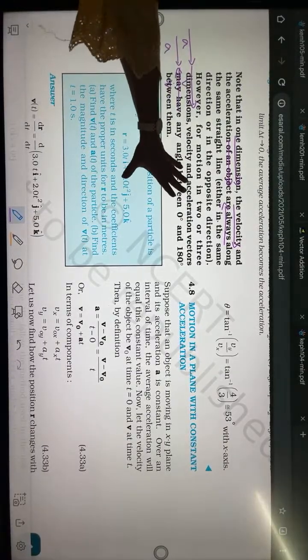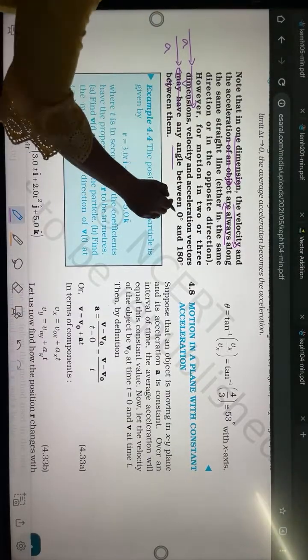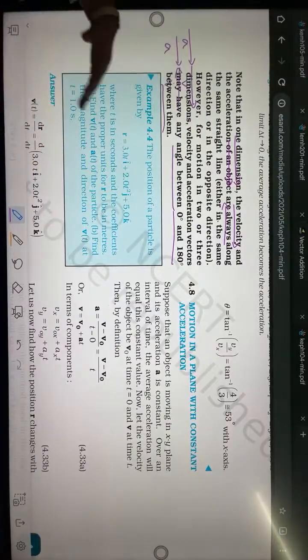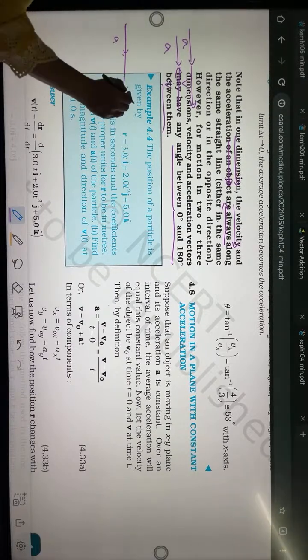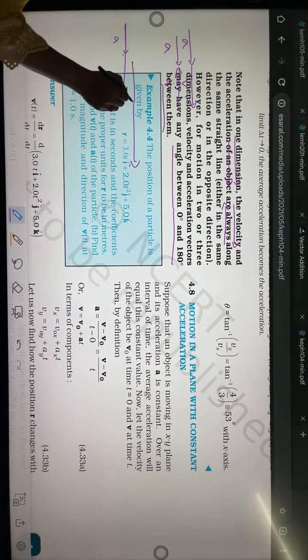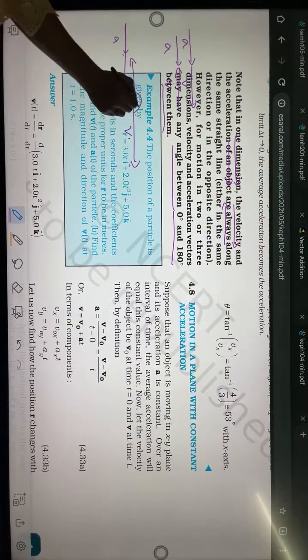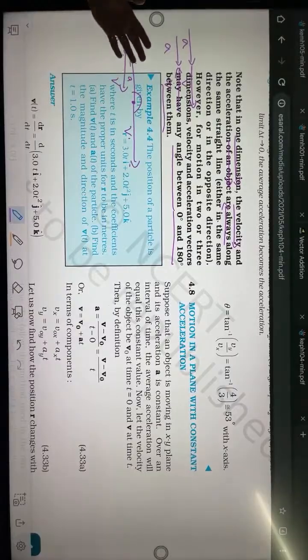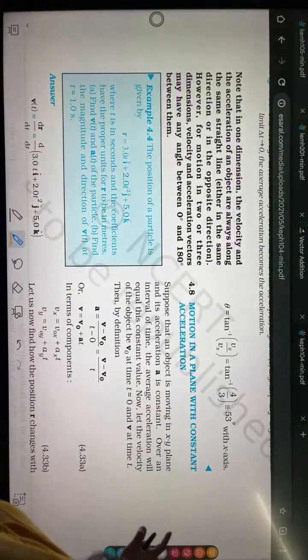However, for motion in 2 or 3 dimensions, velocity and acceleration vectors may have an angle between 0 and 180 degrees. If it is 0, it falls on the same line. Right? Velocity and acceleration, the angle between them is 0. If you have it like this, with acceleration and velocity opposite, it is 180 degrees. Got it? So this is the possibility when discussing both velocity and acceleration.